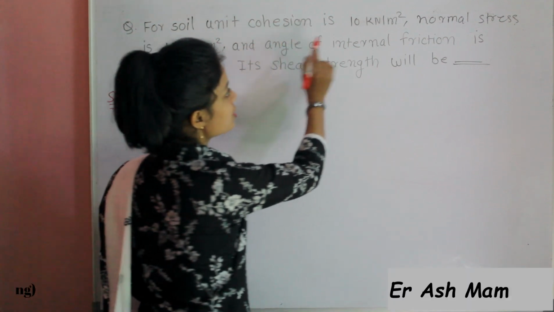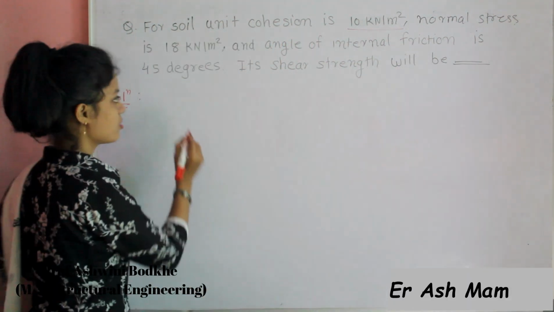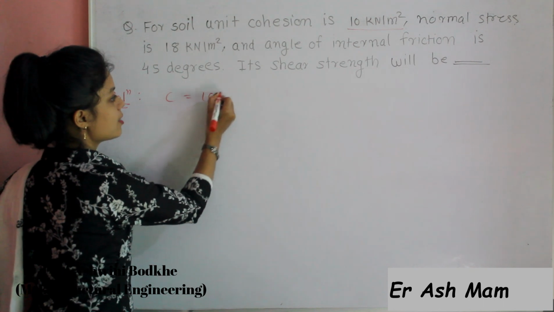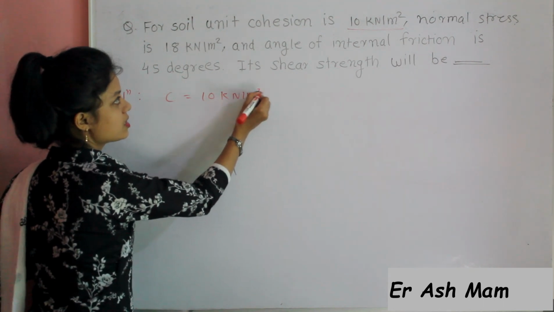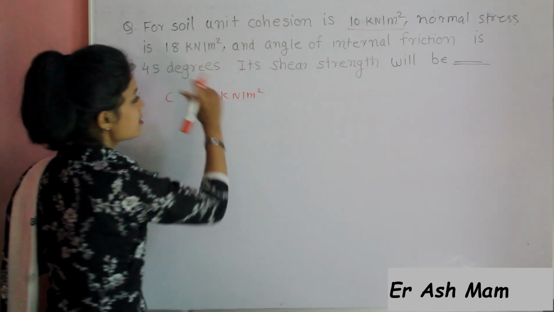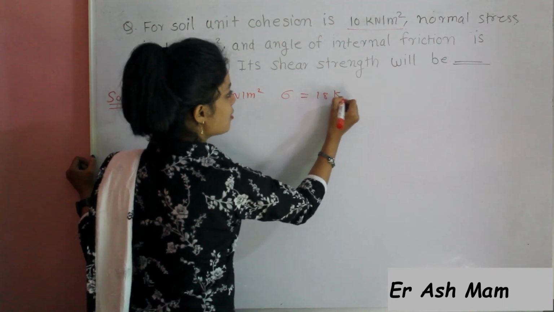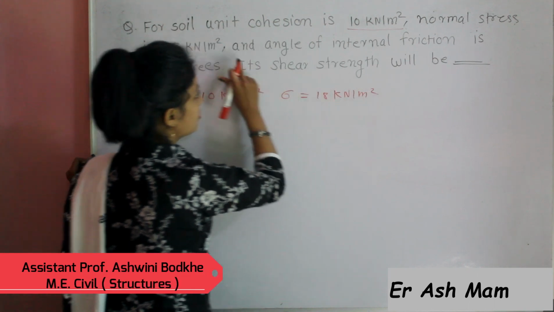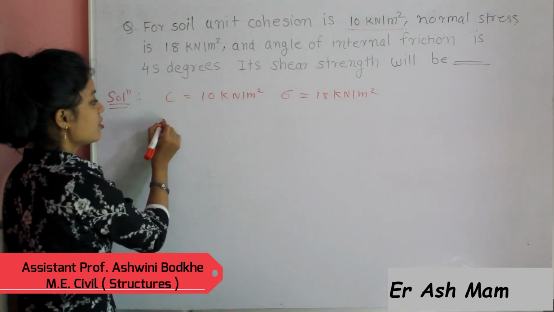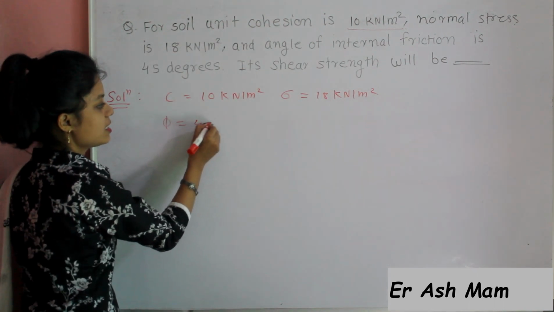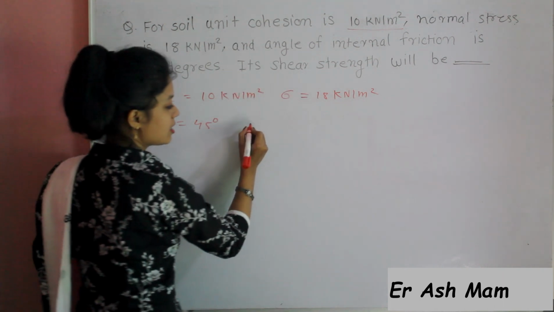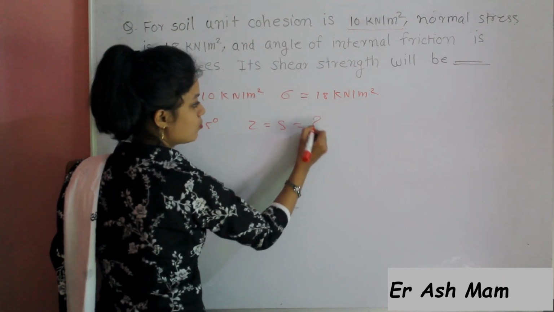First numerical. For soil, unit cohesion is 10 kN per meter square. That is, C is given as 10 kN per meter square. C stands for cohesion. Normal stress, denoted by the symbol sigma, is equal to 18 kN per meter square. Next, angle of internal friction phi equal to 45 degrees is given. Is shear strength, that is tau or S, equal to what?